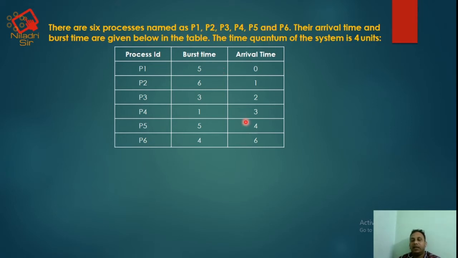Arrival time means the time when the process came to the main memory, and burst time means the amount of time that process will require to execute. The time quantum of the system is 4 units, that is, the time slice is 4 units. So a process can execute for a maximum of 4 units of time. As we can see, the arrival time of P1 is 0, so P1 will execute first.